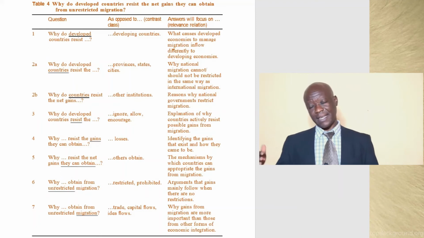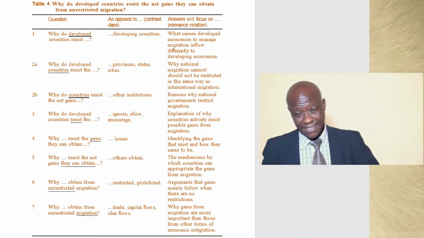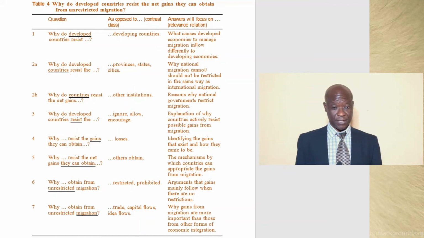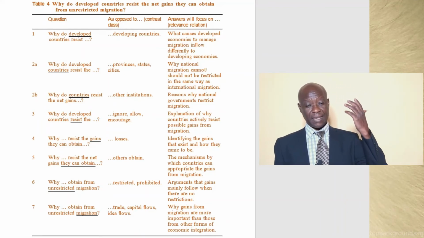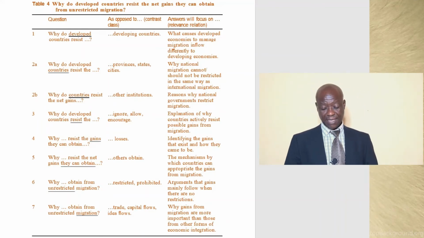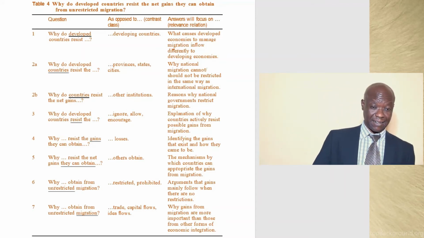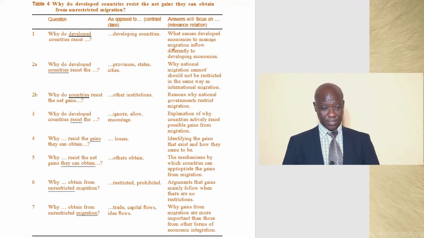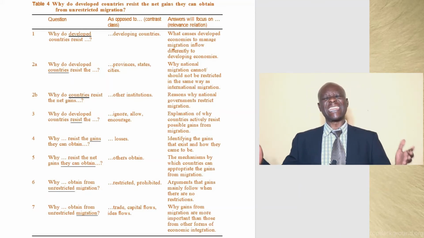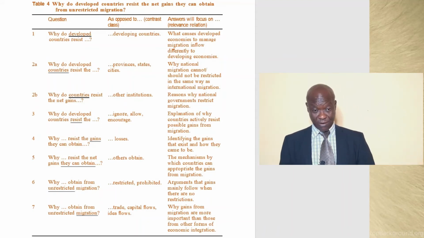So in this case of our developed countries resisting the gains they can obtain from unrestricted migration, the nouns and verbs are developed countries. The other word is resist. The other word is gains. The other one is can obtain. The other one is unrestricted migration. So I put developed countries and unrestricted migration together as they form one unit of meaning.